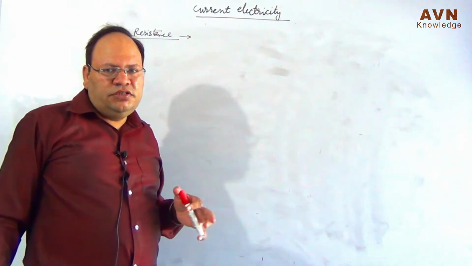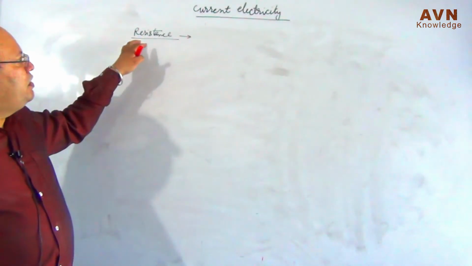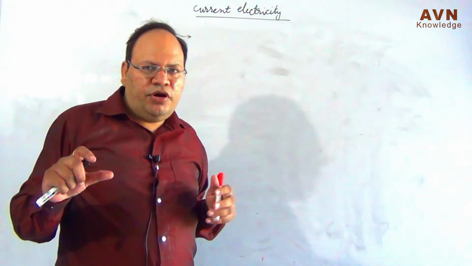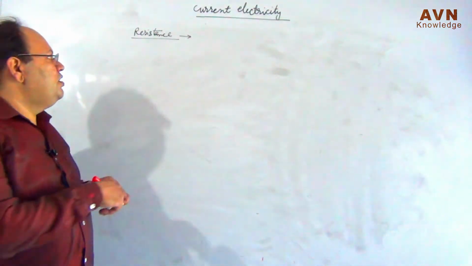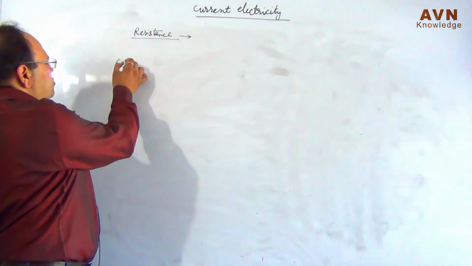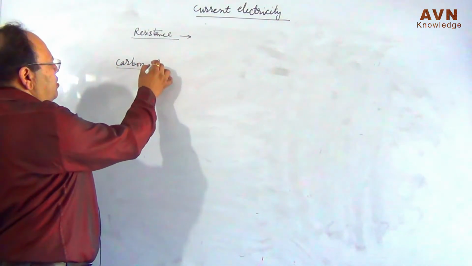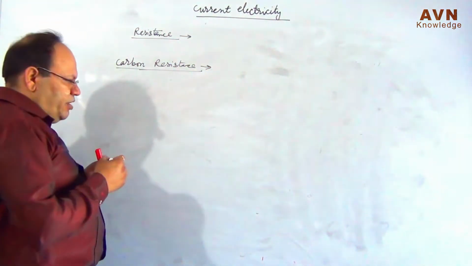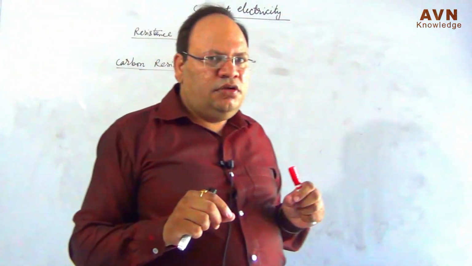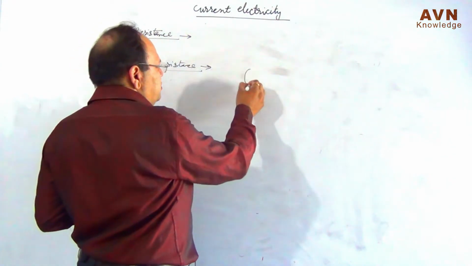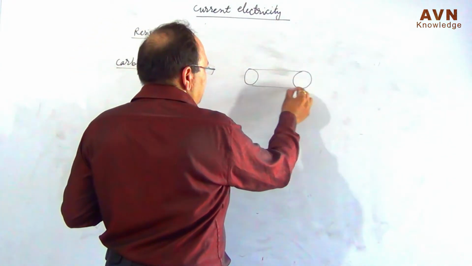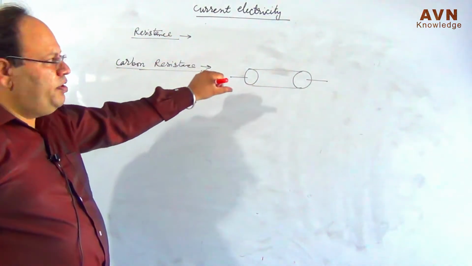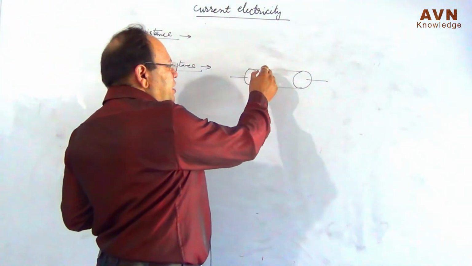We have already studied resistance. There are two types of resistance: metal bonded wire resistance and carbon resistance. Here we will study the carbon resistance. This resistance is bonded by the binding material of the carbons in two ends, and two conducting wires are connected to the two ends of the carbon resistance.